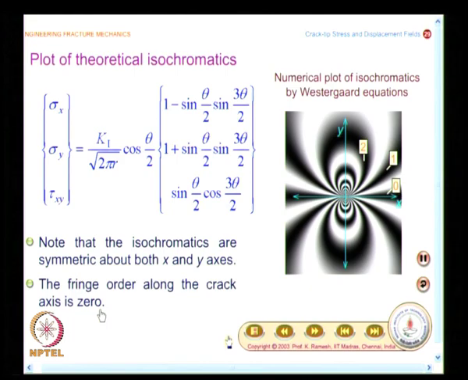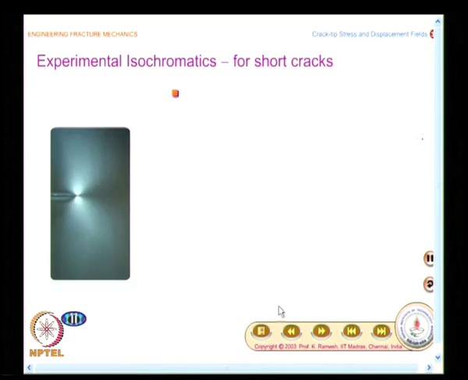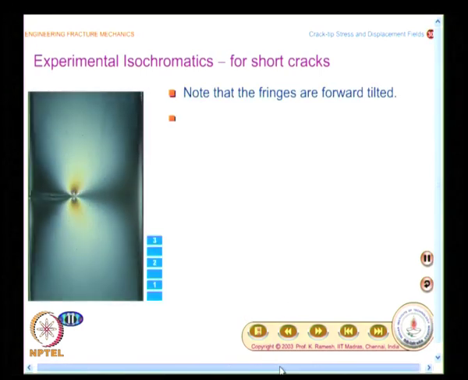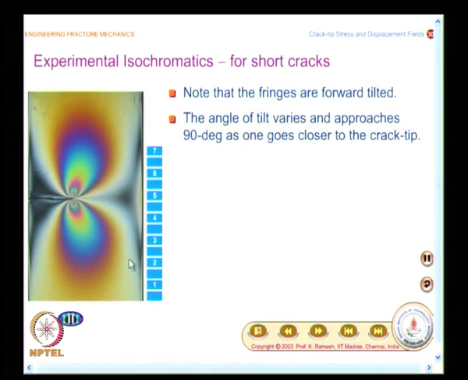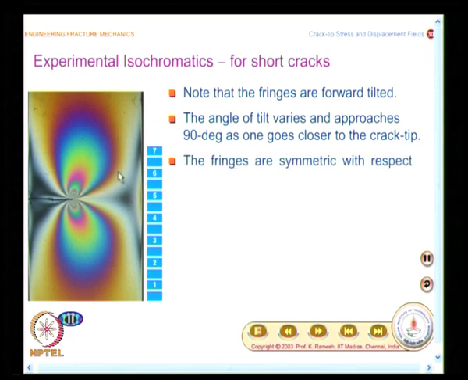You know, for analytical people who are not exposed to experiments, it is better to say the maximum shear stress is also 0 along the crack axis, which we did not intend to be, it is accidental. The solution says maximum shear stress is also 0, but you go to the experiment and you see a different picture. These experimental fringe patterns we have seen earlier, and what are the features that we have noted?